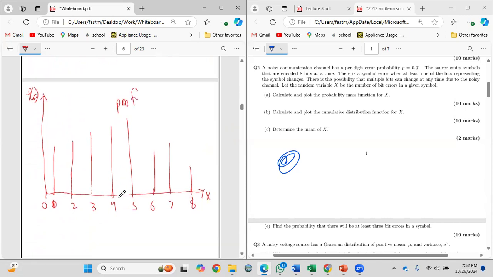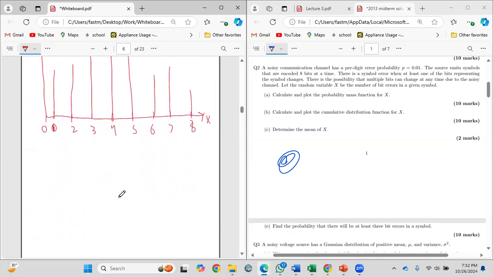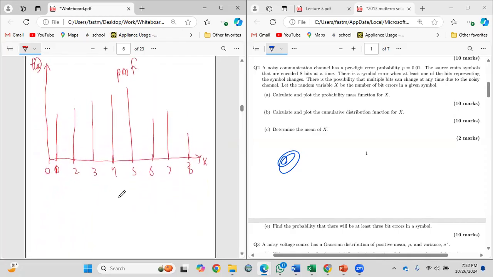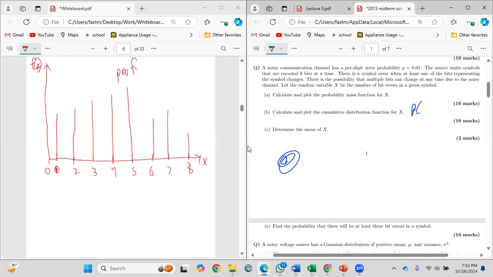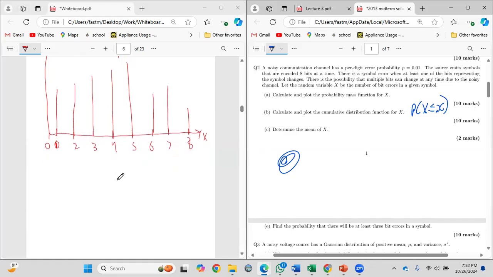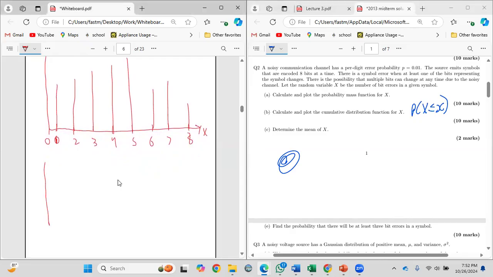Alright, the next thing you have to do, which you could use your PMF to get, is the cumulative distribution function. Remember, this here is the probability that X is less than or equal to a specific value x. Once you remember that, you could get anything. Once you have the PMF, you could get the CDF straight from it.